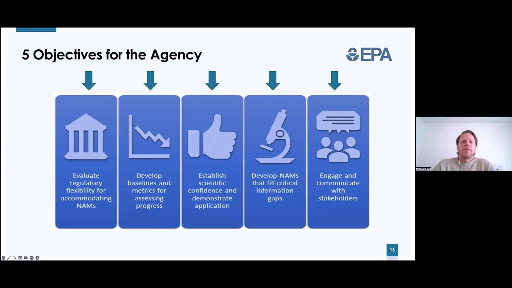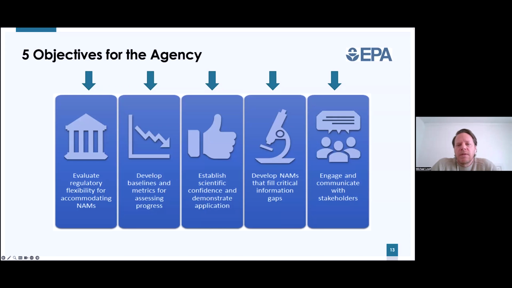The first of the 5 objectives is to evaluate regulatory flexibility for accommodating NAMs, which seeks to determine how much regulatory flexibility exists for each EPA program requiring toxicity studies and any roadblocks that those programs may have applying NAMs for regulatory purposes. As mentioned earlier, OPP has previously identified that it has flexibility in implementing Part 158 data requirements through waivers and alternative approaches.